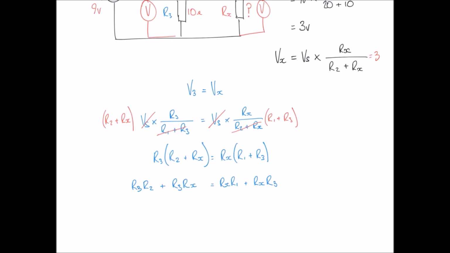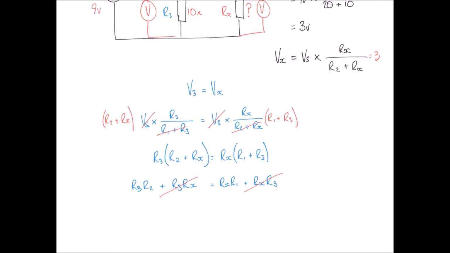Okay, so by looking at what we have now in our expanded formula, can you spot anything that cancels out? Hopefully you can see that it's this term here, R3Rx. On the right hand side, Rx, R3, the same thing. Rx and R3 multiplied together. And so what we can do is subtract this term from both sides. And so this is gone and this is gone. And we're left with R3 multiplied by R2 is equal to Rx multiplied by R1.